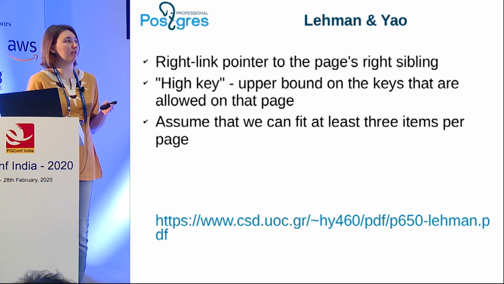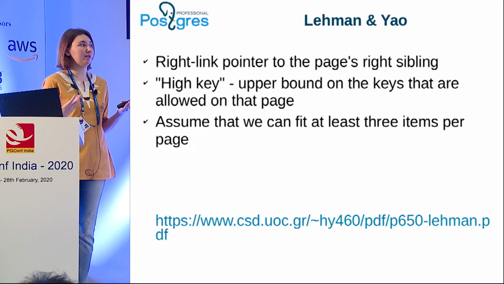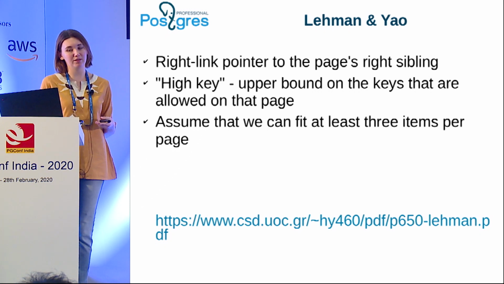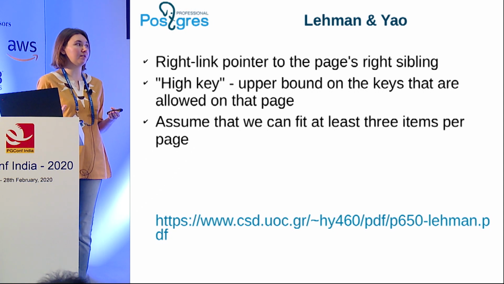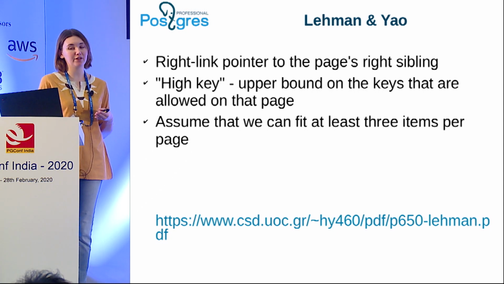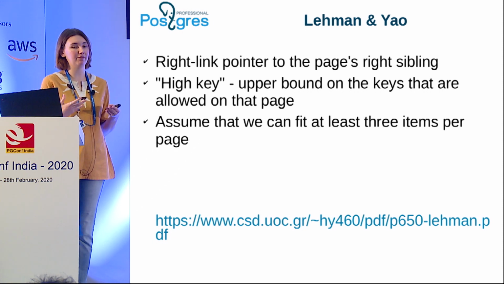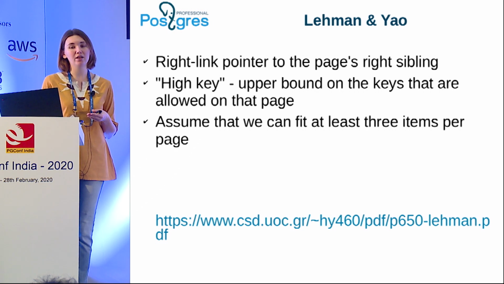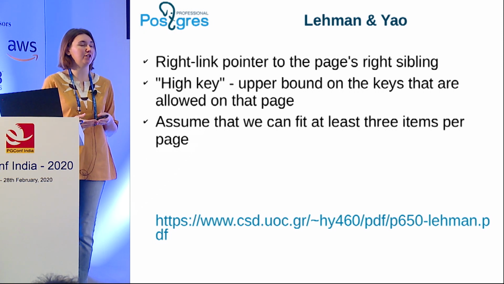B-tree implementation in Postgres is based on this paper by Lehman Yao. This is the very old one, and it has some assumptions. Some of them are met in Postgres, and some are not. So the idea of this paper, the modification to regular B-tree, is that every leaf page has a right link pointer to its right sibling, so that we can read through the leaf page level.